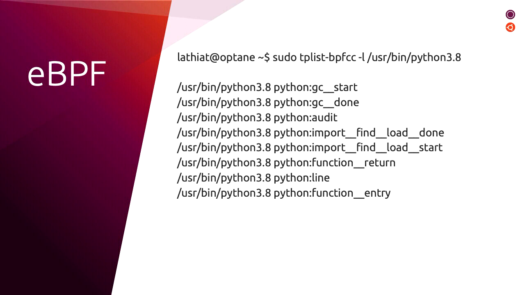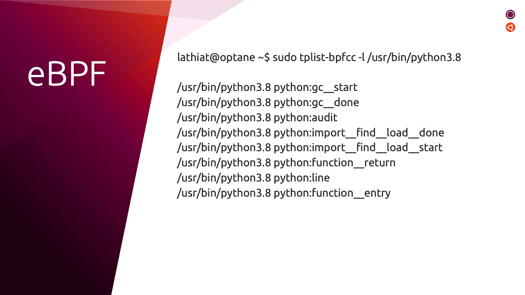So we can actually attach to when Python starts and stops garbage collection. We can attach to when it tries to load a library, and we can attach to when it calls functions. That's what the function entry and function return trace points are. And we can also attach to every single time it executes a line. The ones that might be interesting here are function entry and function return. So with this user space tracing technology, I can trace every time a Python function is executed.